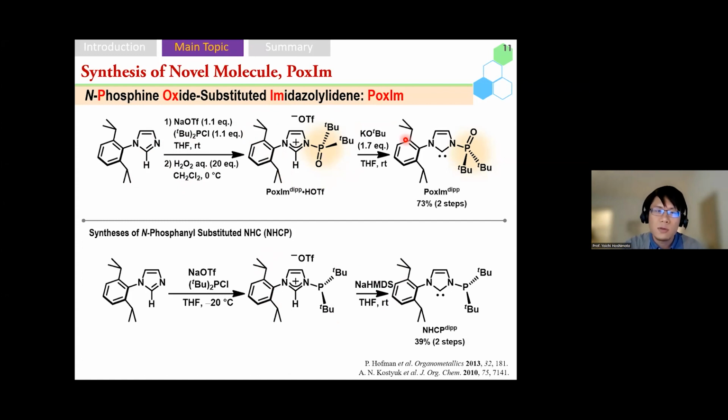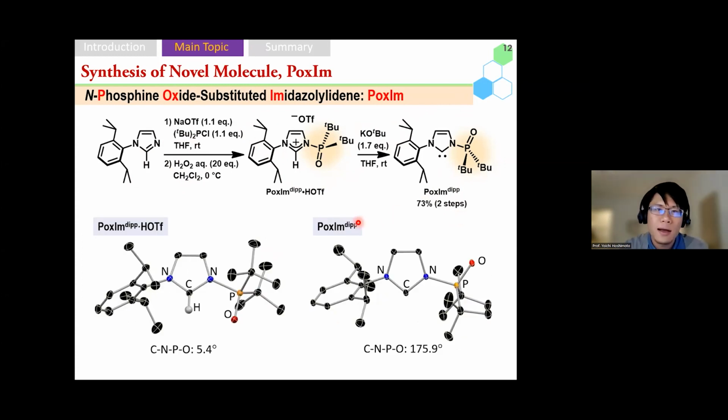Then deprotonation using potassium tert-butoxide afforded Toxin as a crystalline solid storable under inert gas atmosphere. These are the solid-state structures of Toxin HOTf and Toxin determined by XRD analysis. In Toxin HOTf, oxygen and phosphine oxide are oriented in the syn direction with respect to this N-P bond. On the other hand, in this Toxin case, these two atoms adopt anti-orientation.